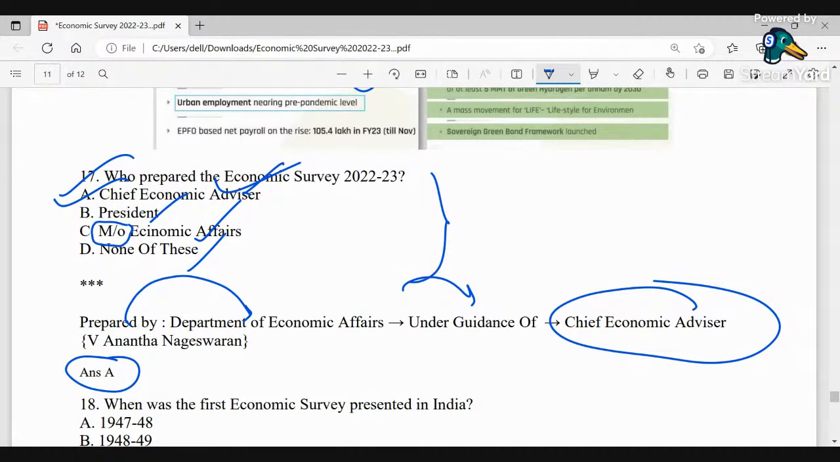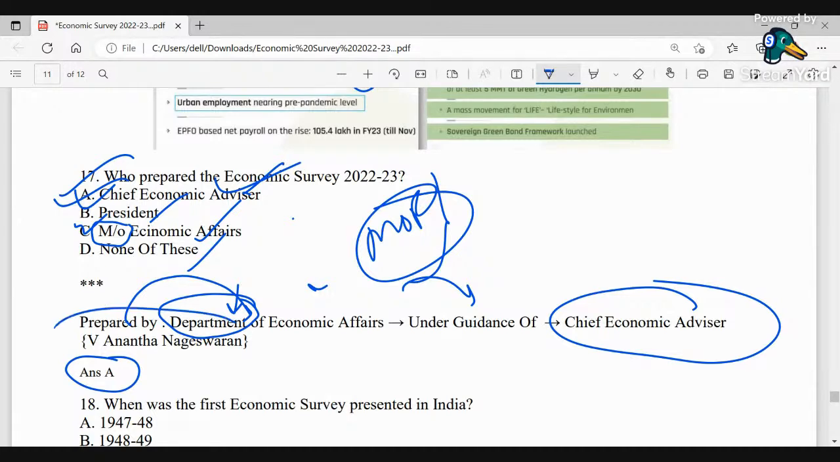So please don't get confused, it is the Department of Economic Affairs, and this is directly under the Ministry of Finance. Please don't get confused. Now it is the Chief Economic Advisor. And who is the Chief Economic Advisor? V Anantha Nageswaran. Also remember this very name.